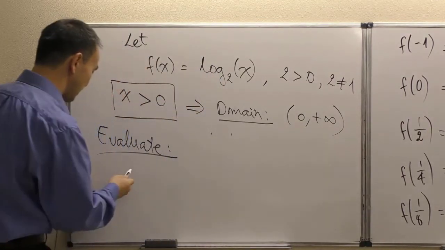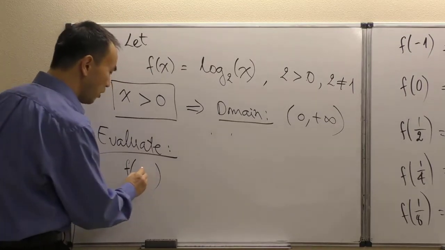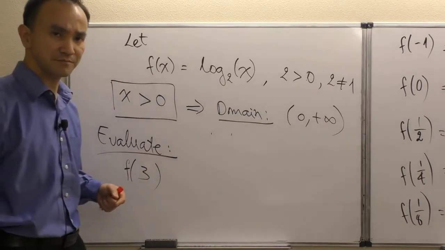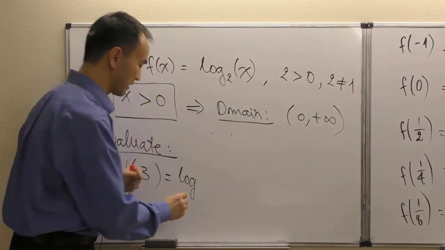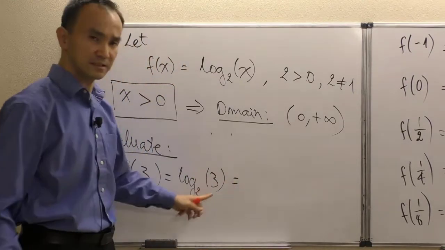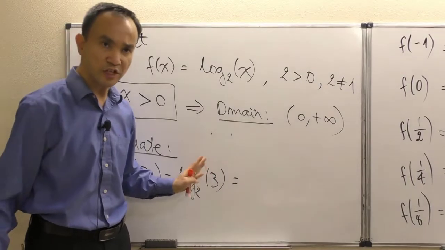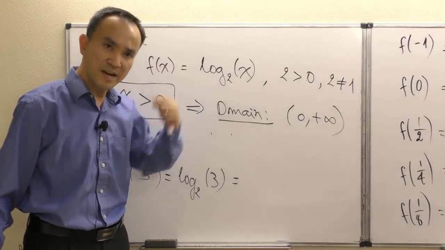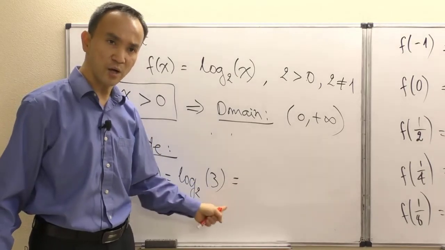So now we can go with f of 3. That gives me, of course, according to the rule of the function, log base 2 of 3. But with a value like this, with an input being 3, the output value is not so easy to determine with our mental math capability. So with something like this, we need to use a calculator.